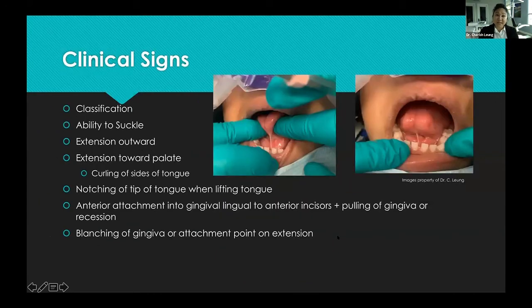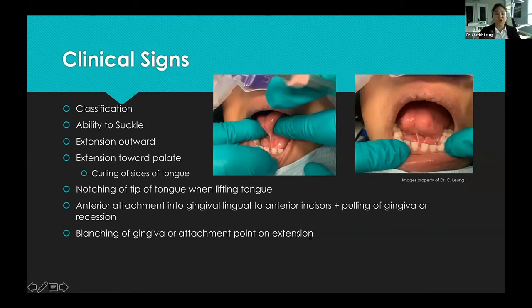Here are some of the clinical signs we're going to discuss. You're going to look at the classification, like we discussed earlier. You're going to look at the ability to suckle, as I told you about putting your finger there. You're going to pull that tongue out all the way, and you're going to pull the tongue up all the way, and you're going to see if you are having difficulty doing that. Is it really tight when you're doing that?